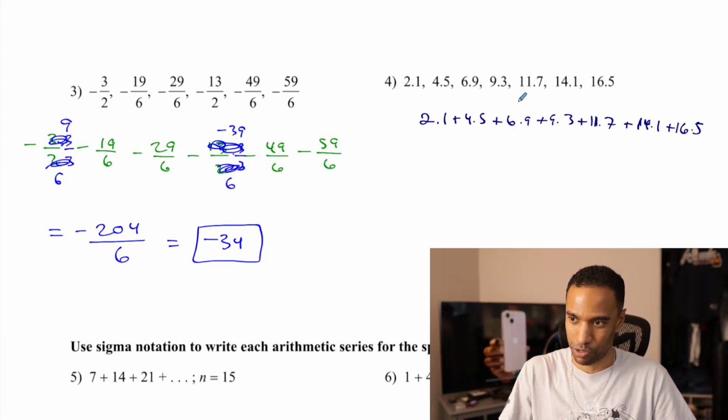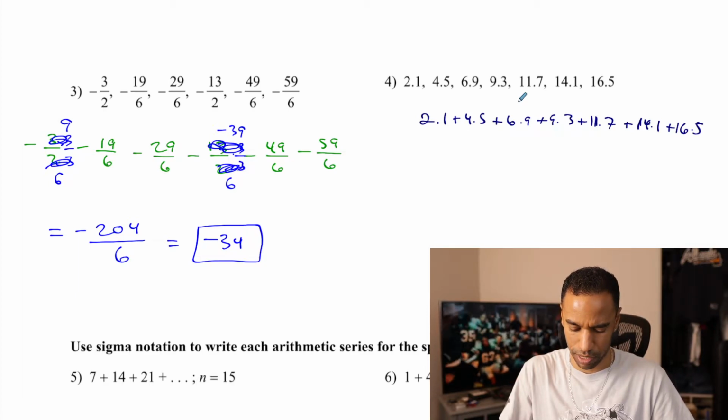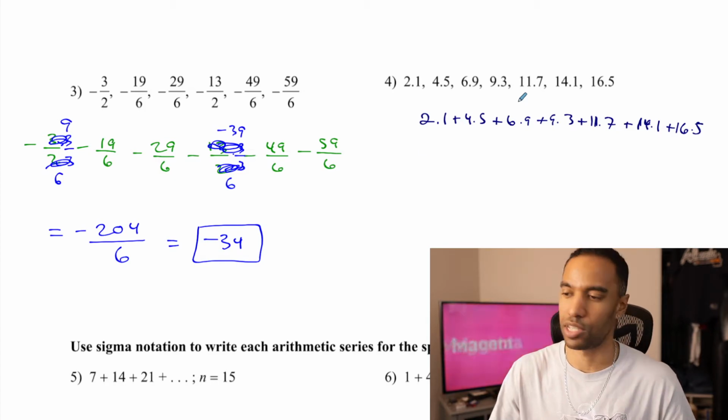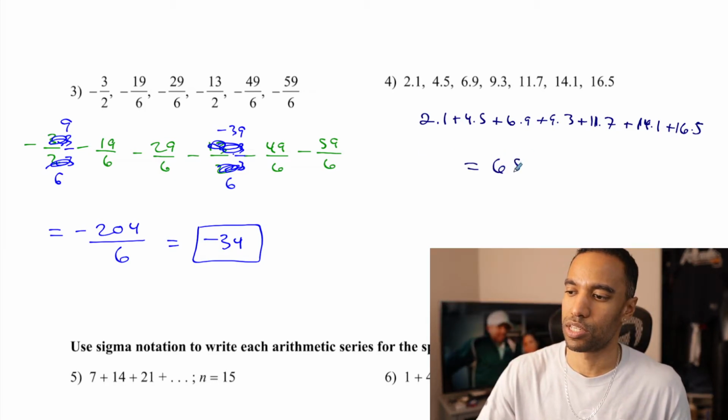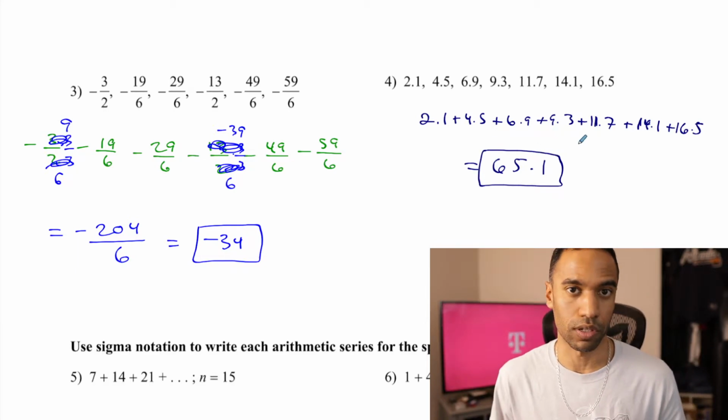All right, so 2.1 plus 4.5 plus... I should really pause my video here. Race me. You ready? Let me know if I'm right. I can mistype on a phone calculator because I don't use these. 16.5. All right, I'm getting 65.1. So that's what a series is. You take your sequence, you add up the result, and you get a series.